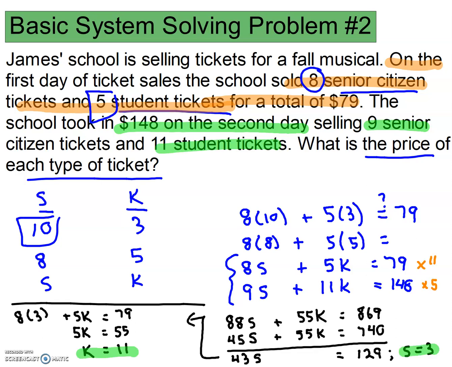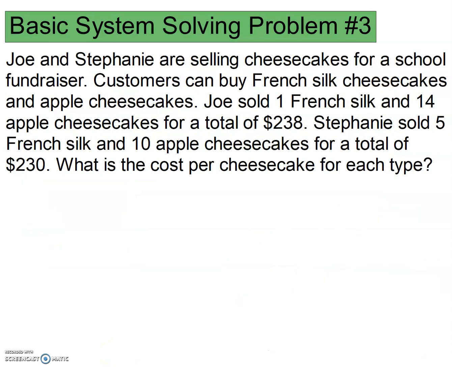Okay, I finished up the work here. I went ahead and did what I said. I multiplied by 11 here and 5 there, and I solved all this. You can pause this and see how I got to the kids' tickets being 11 and the senior tickets being 3. Okay, so I'm going to go on to the last problem here. Again, lots of words. Try not to panic.